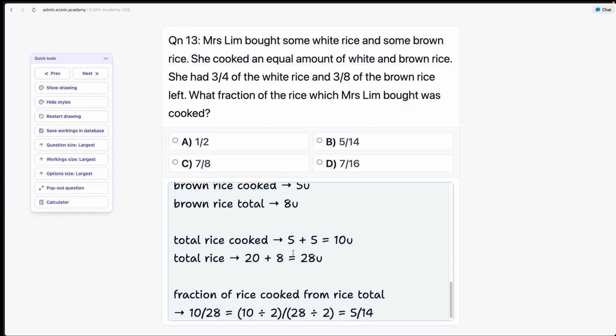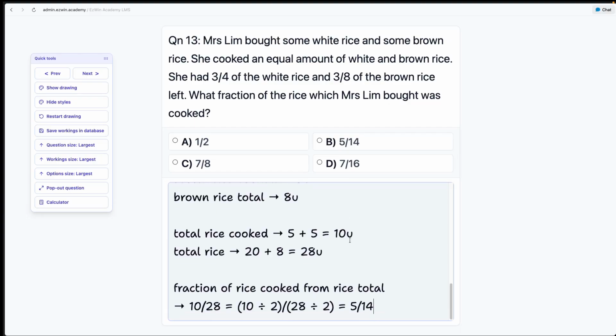Yes. So if you know how to understand or use the equal fractions concept, this is actually pretty straightforward. Otherwise, it will be a bit tough for you. So in this case, the answer is option number 2, which is B over here, 5 over 14. All right.